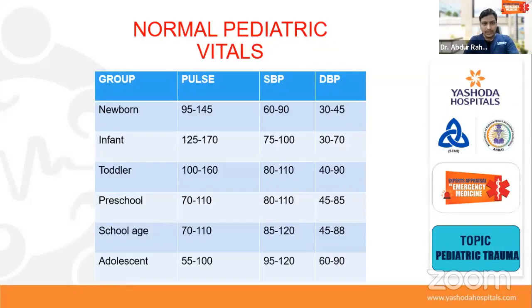These are the normal pediatric vitals. In the infant and toddler age groups, the normal pulse rate is 125 to 170 for infants, whereas it is 100 to 160 for the toddler age group. Systolic blood pressure is normal at 75 to 100 for infants and 80 to 110 for toddlers. And diastolic blood pressure is 30 to 70 for infants and 40 to 90 millimeters of mercury for toddler age groups.